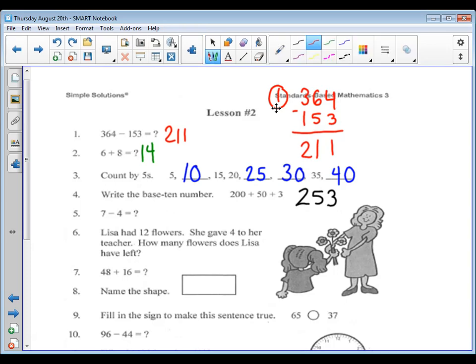Number 5, we can solve this in our head. This is quick math facts. 7 minus 4 is 3.